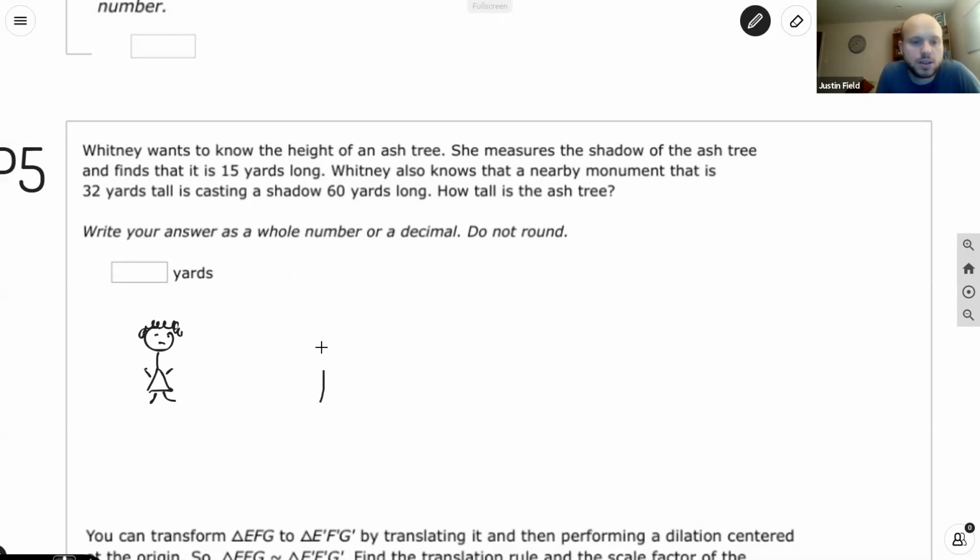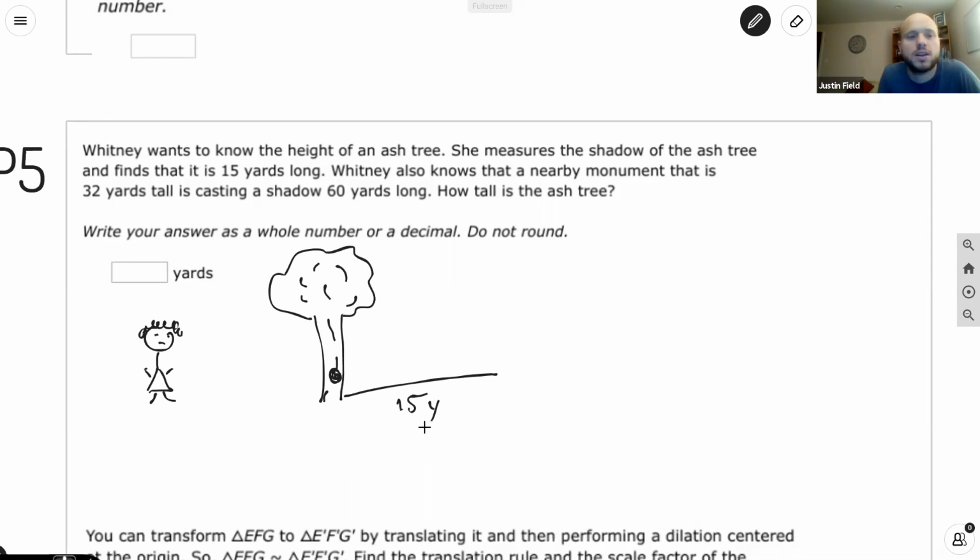Okay, let's draw our tree. Have one of the little holes for the owls to have their home. All right. Okay, there's our tree. And the shadow of the ash tree is 15 yards long. 15 yards. Whitney knows that the nearby monument casting shadow is 32.